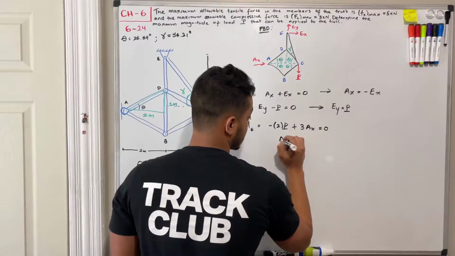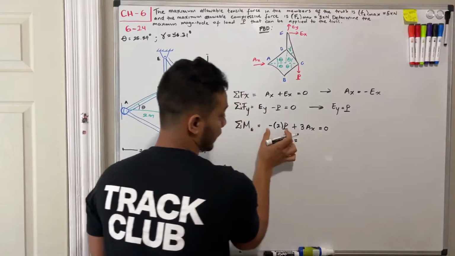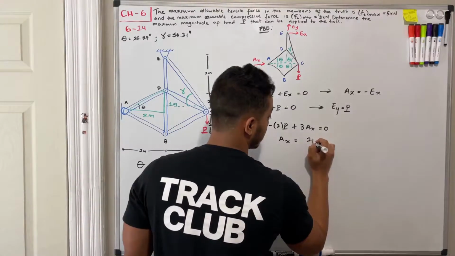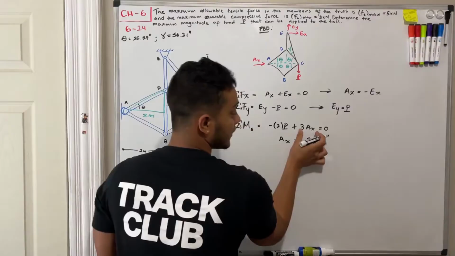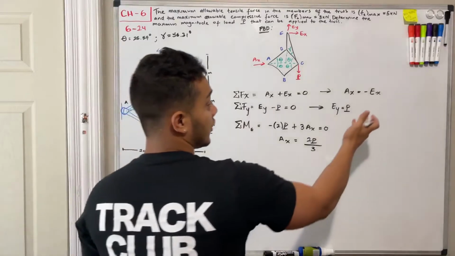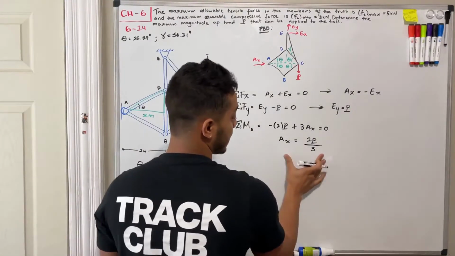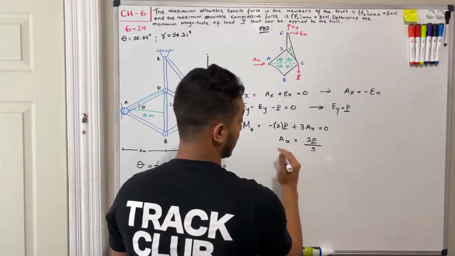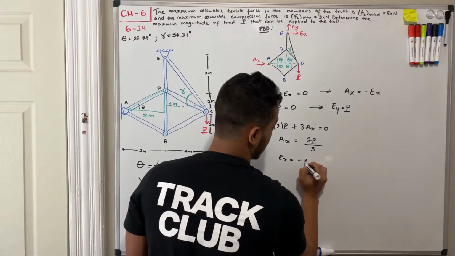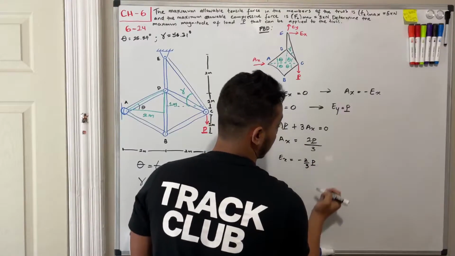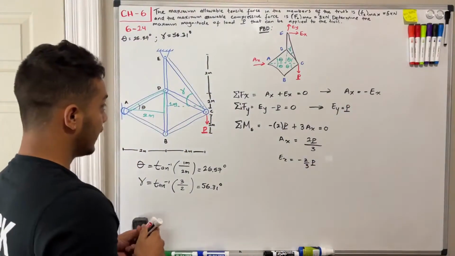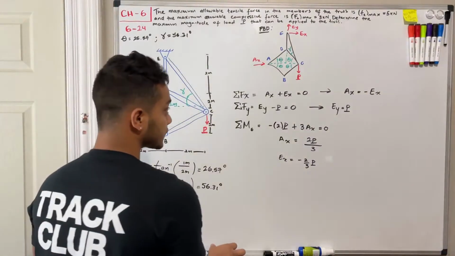If we solve for AX, we move this negative 2P to the other side, so we'll have positive 2P divided by the coefficient that we have here, so divided by 3. Okay? So in this case, we know that AX is equal to 2P over 3, and therefore EX is going to be equal to negative 2 over 3 P. Okay? So we found the reaction of all of this, and we can simplify our free body diagram now here.